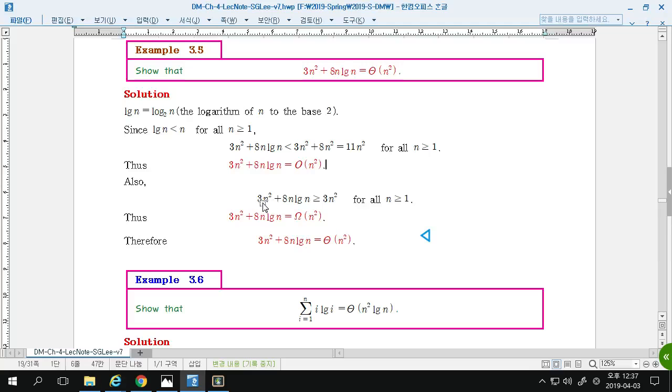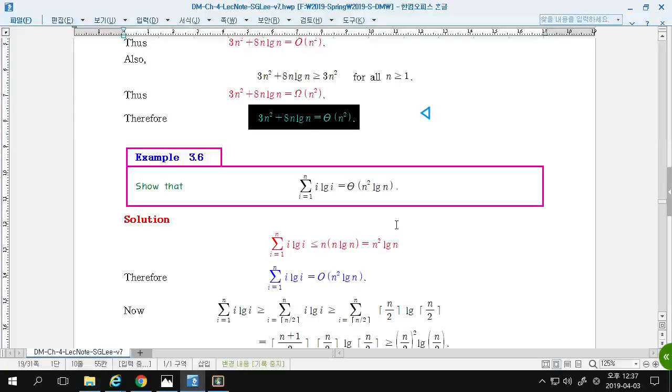And also, 3 times n squared plus 8n is at least n squared. Since this is non-negative, the left-hand side is always bigger than the right-hand side. So if we choose 3 as C2, then the left-hand side is omega of n squared. Since it is big O and omega, it's just theta of n squared. That's it.